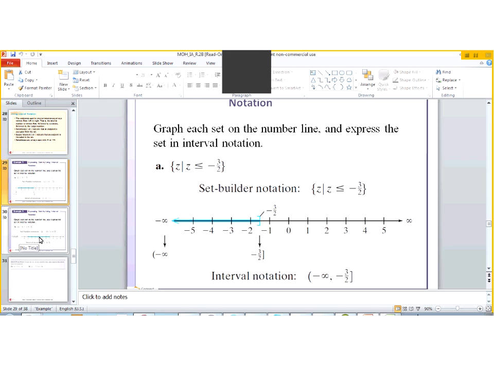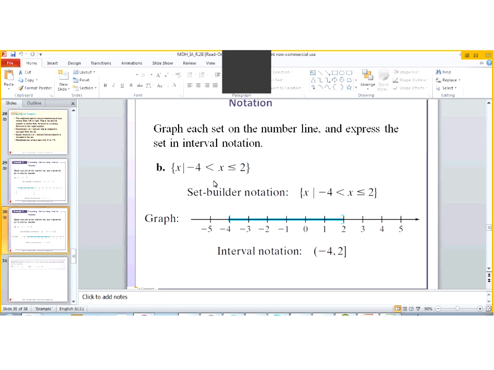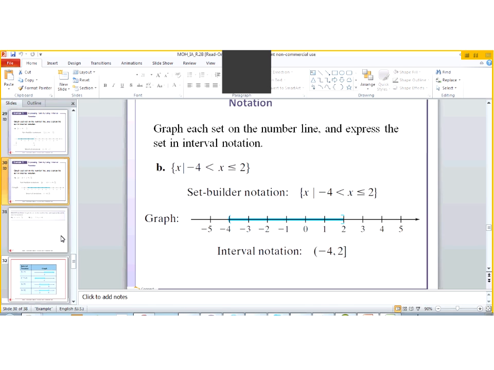Another interval notation. All the numbers between -4 and 2. So you locate -4 and 2. Use a bracket for 2 because 2 is included at the end. Parentheses on the other side because -4 is not included. So the interval notation would be parentheses, -4, comma, 2, bracket. That's how you show that.